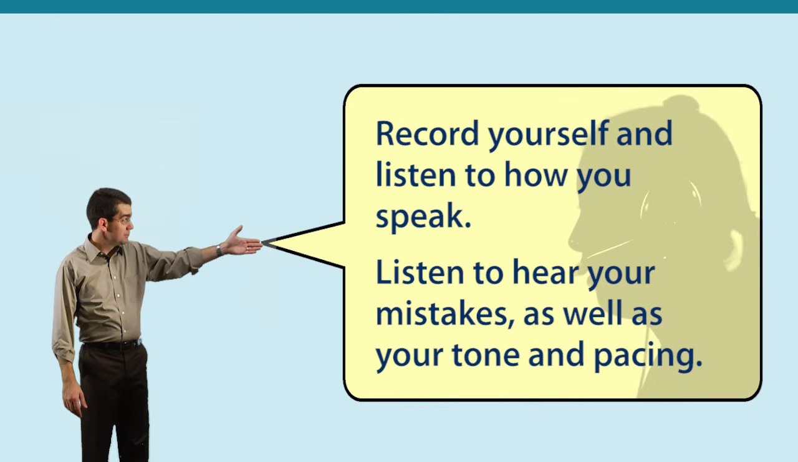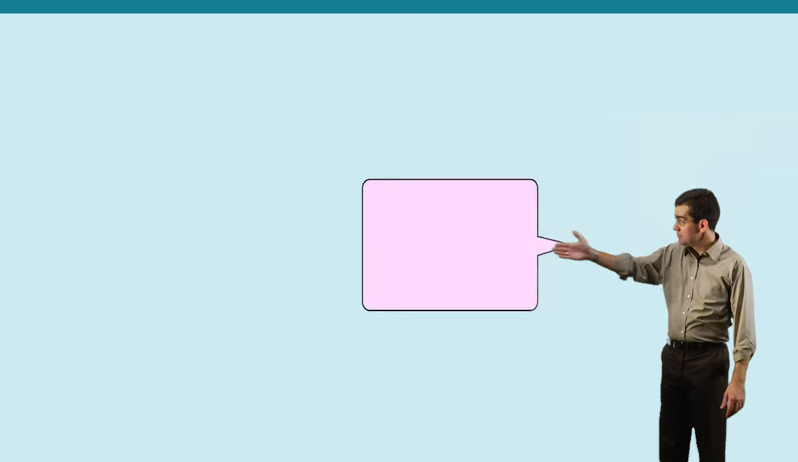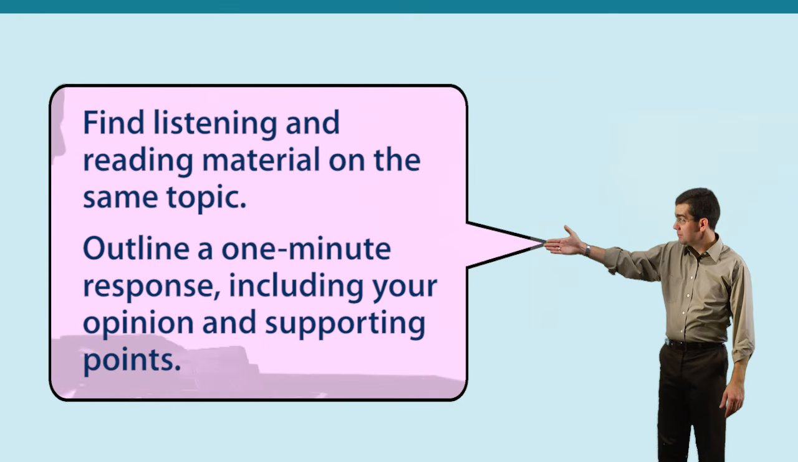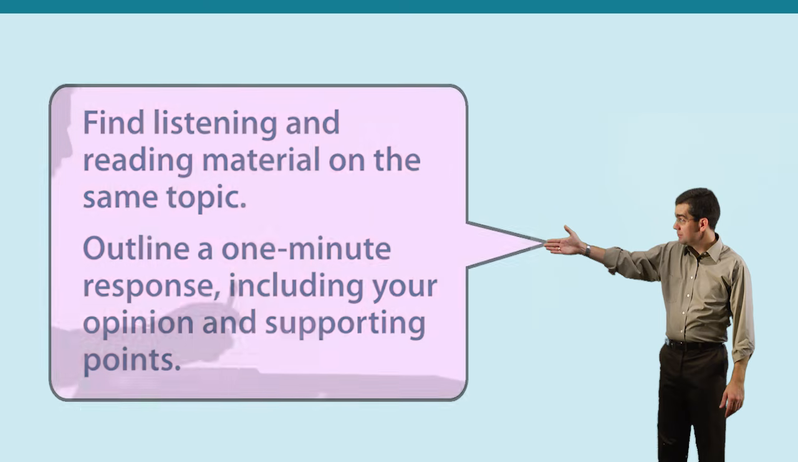2. Record yourself when you practice and listen to how you speak. When you listen to yourself, you'll be able to hear some of your mistakes, as well as your tone and pacing. 3. Find listening and reading material that are both about the same topic. The material can contain similar or different views. Then prepare an outline of a 1-minute response that includes your opinion, 2 points to support your opinion, and 1 detail or reason to support each point.